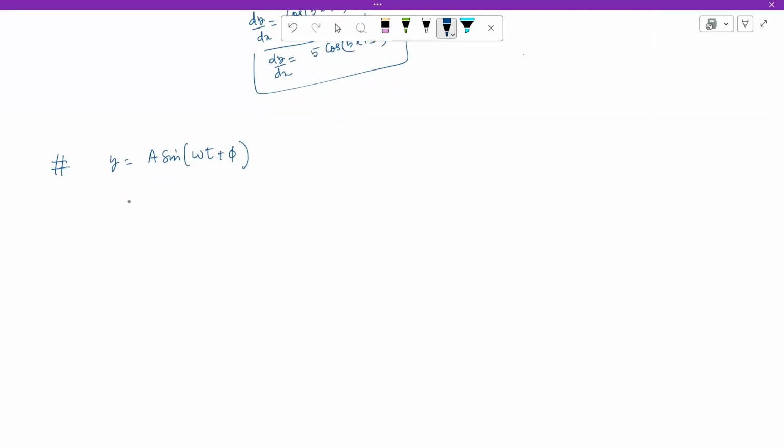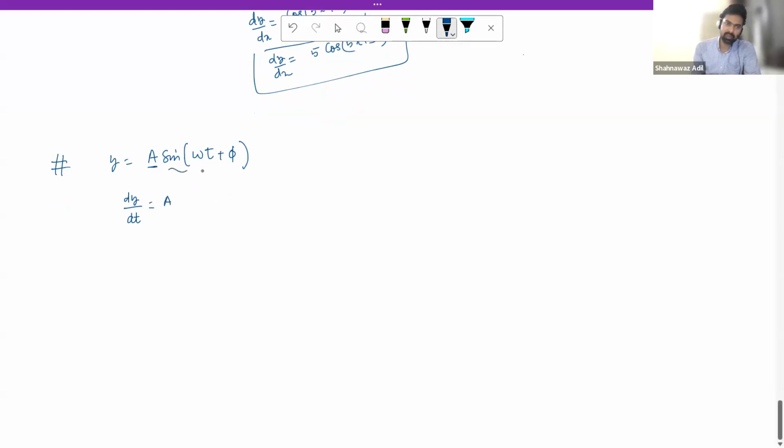Now, if I ask you what would be the differentiation of this thing, what is the rule that we are going to apply? First, it's like the chain rule. So again, we'll apply the chain rule. In here, A is a constant, so it will always be outside. So we take the differentiation of this whole thing.